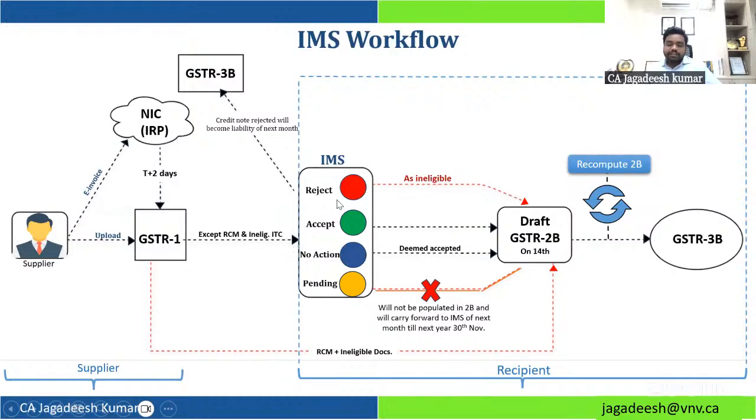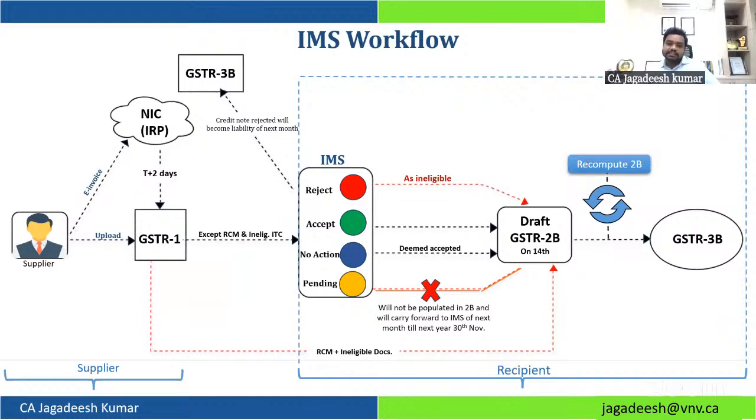In the IMS portal, the recipient will have an option to either accept or reject, or if he is uncertain about an invoice, he can keep it pending, or else he can opt for no action. By default, all invoices will be in the no action status. If he has taken no action, then 2B will populate the same way it is generated now. So this is not an additional burden for the taxpayer to comply with IMS.